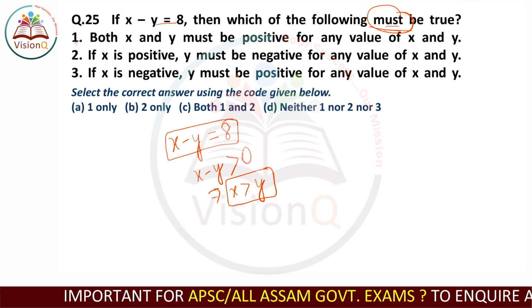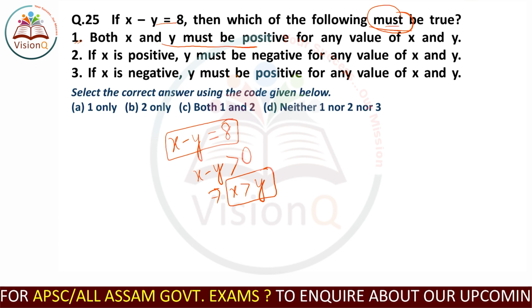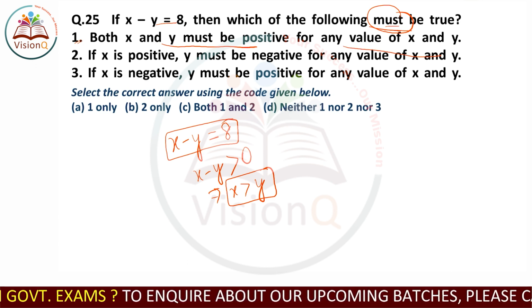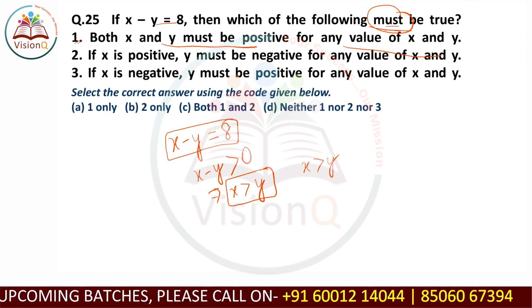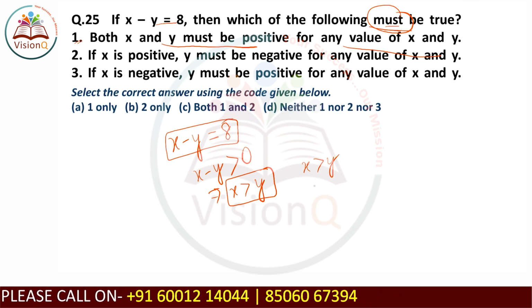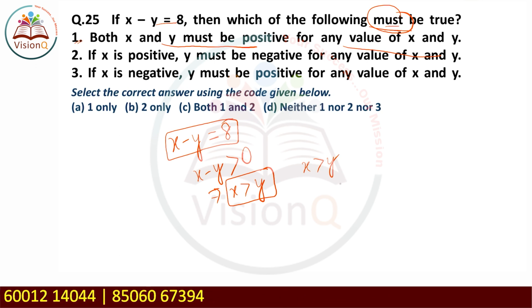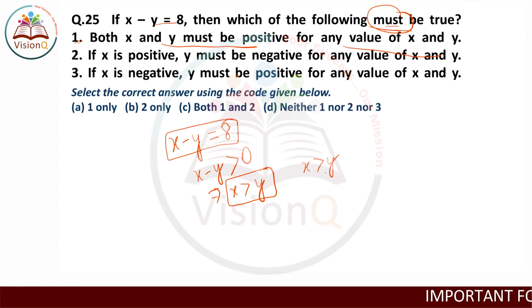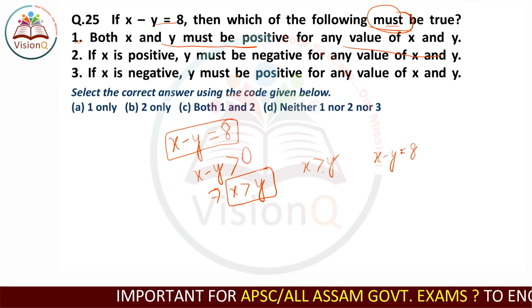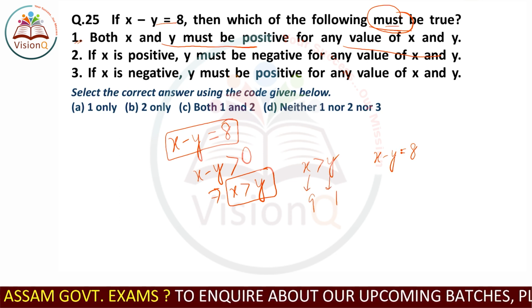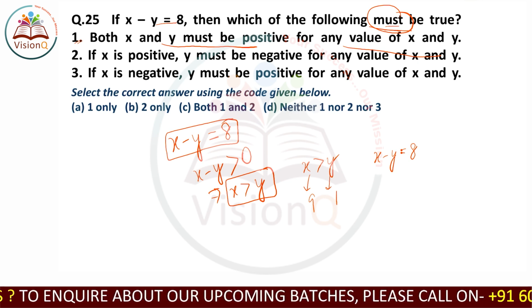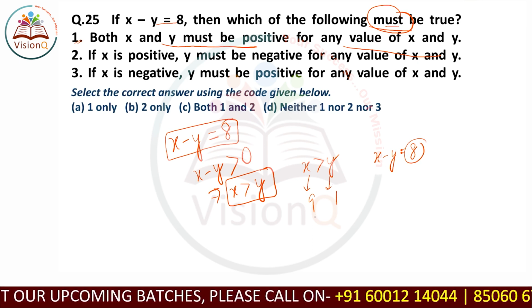In the first statement, it is given that both x and y must be positive for any value of x and y. It is not necessary that x and y both should be positive. Both may be positive or both may be negative also, isn't it? But the condition should be that x minus y should be 8 and x should be more than y. If x is, suppose, 9, then y should be 1 because only then the difference of these two numbers is 8.